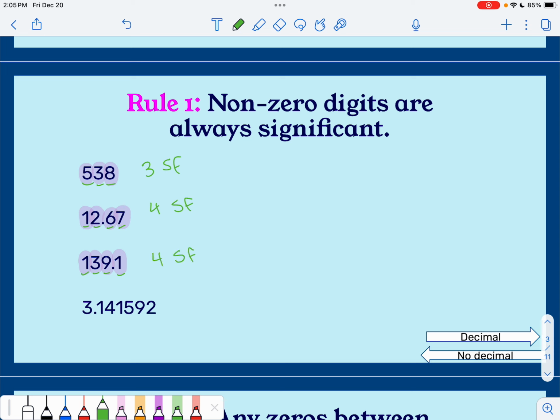Let's do the last example. A 3 is not 0. A 1 is not 0. A 4 is not 0.